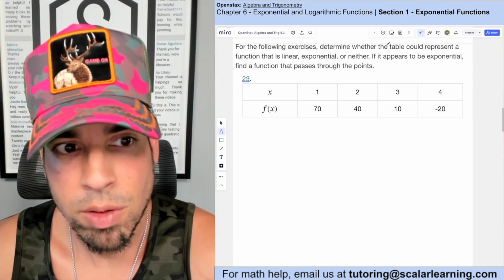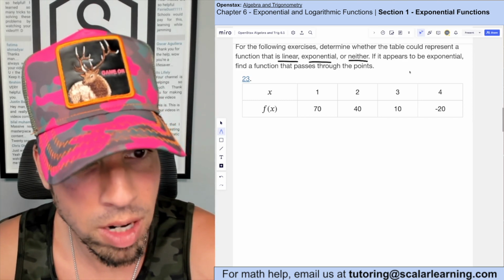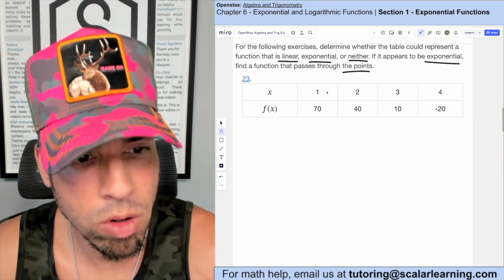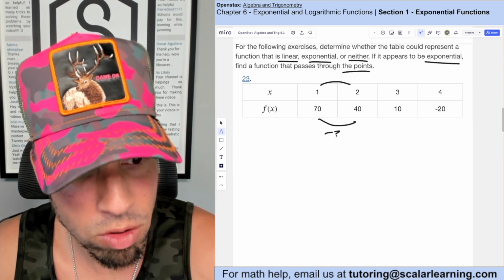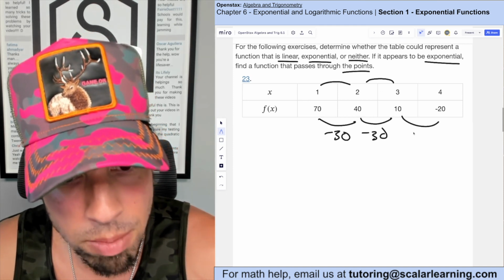Done. For the following exercises, determine whether the table could represent a function that is linear, exponential, or neither. If it appears to be exponential, find a function that passes through the points. So it looks like as we go up by 1, we're going down by 30 and down by 30 again as we go up by 1 and down by 30 again.